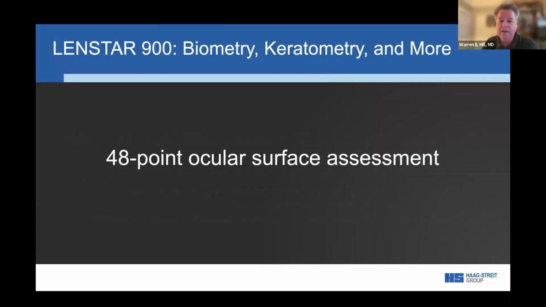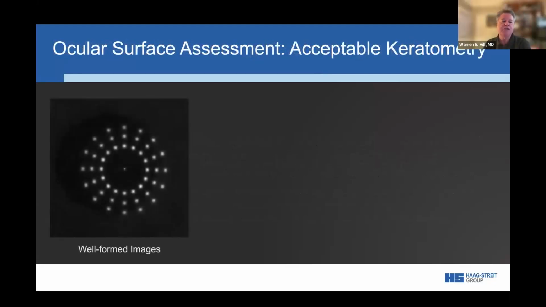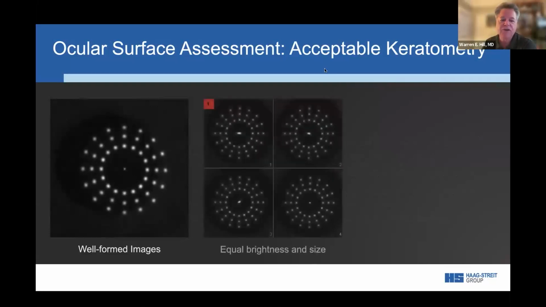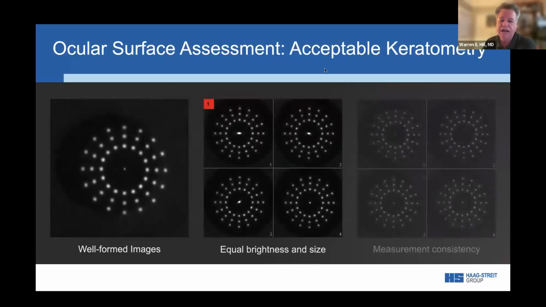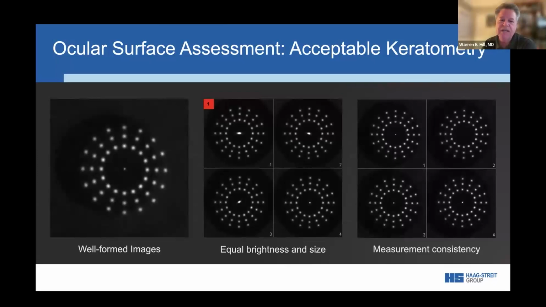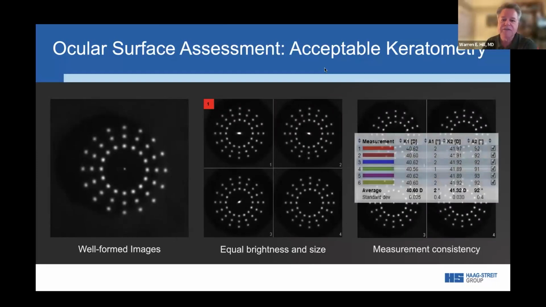So now we have 48 measurement points. We have 3 rings. And I'm just going to share with you how we use those. When you do the keratometry, you get this reflected image, and you're going to get 6 sets of 4 images, and you can just scroll through them and make sure that we have equal brightness and size. There's measurement consistency, and if any of the measurements look wrong, we can just repeat the measurements. But it's really easy for the case to be wrong if you've got an unstable ocular surface.